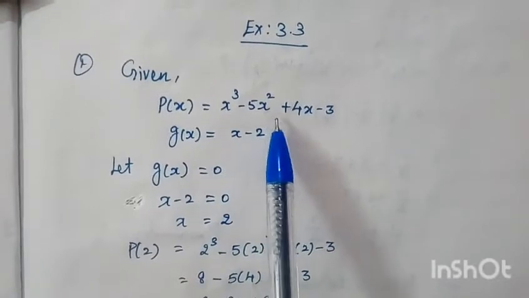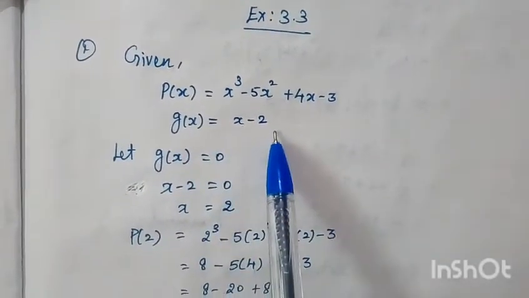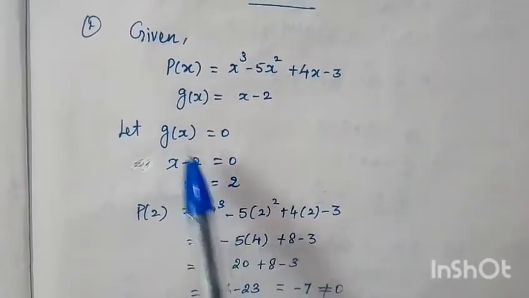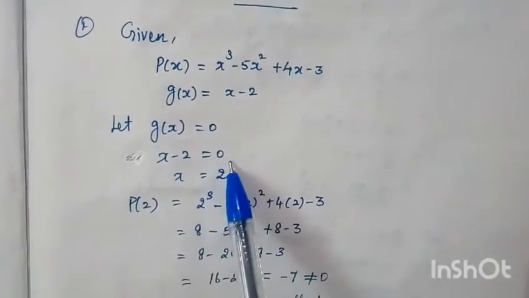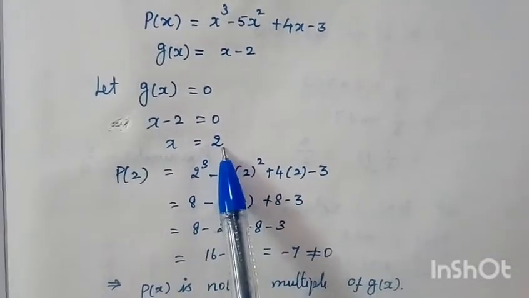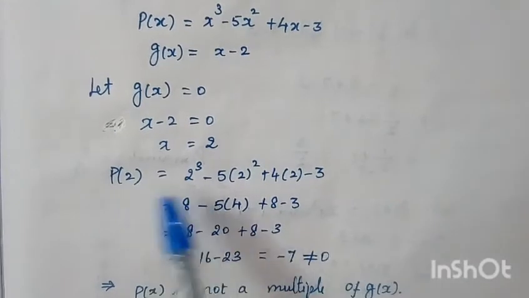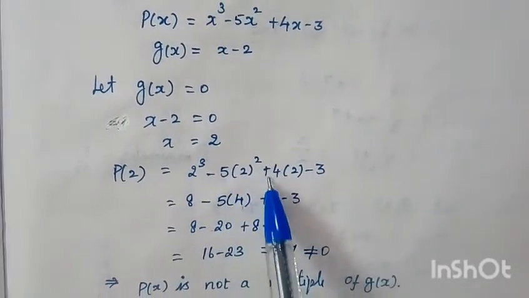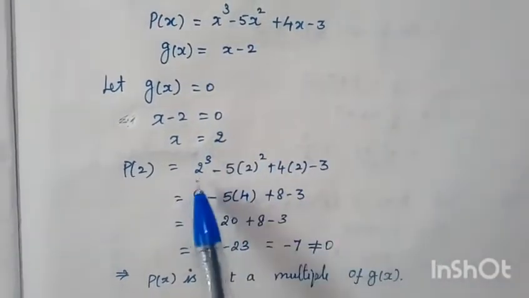Given p of x is equal to the given polynomial, and g of x is equal to x minus 2. Let g of x equal to 0. That means x minus 2 equal to 0. This implies x equal to 2. For this x value you have to substitute in p of x. Instead of x you substitute 2. p of 2 is 2 cube minus 5 into 2 square plus 4 into 2 minus 3.